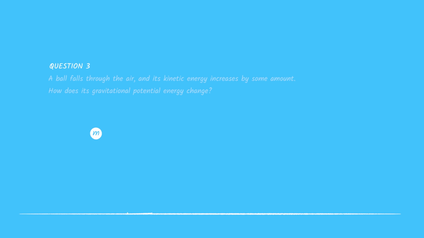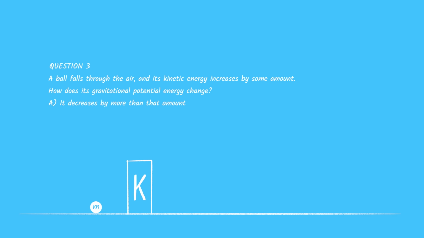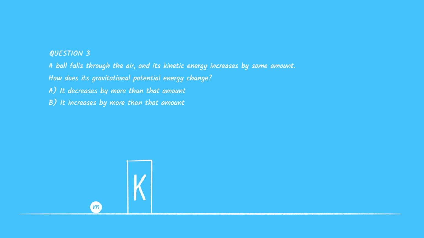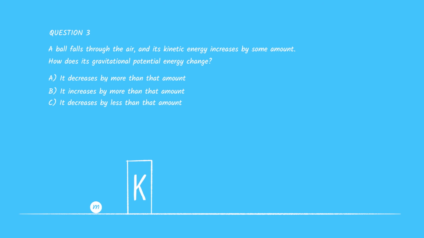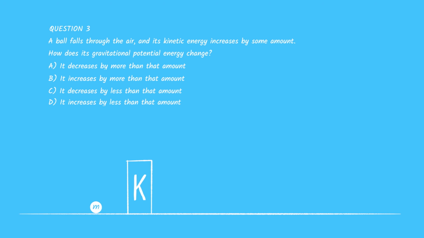Question 3. A ball falls through the air, and its kinetic energy increases by some amount. How does its gravitational potential energy change? A. It decreases by more than that amount. B. It increases by more than that amount. C. It decreases by less than that amount. And D. It increases by less than that amount. Need more time? Pause the video and think it through.